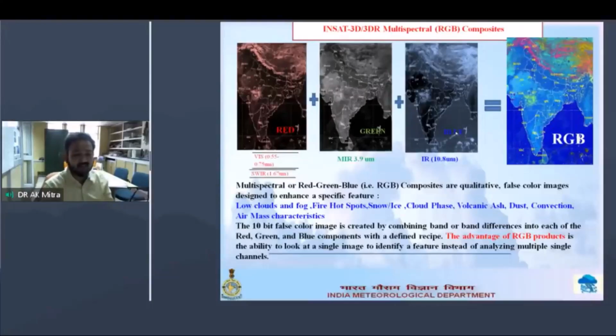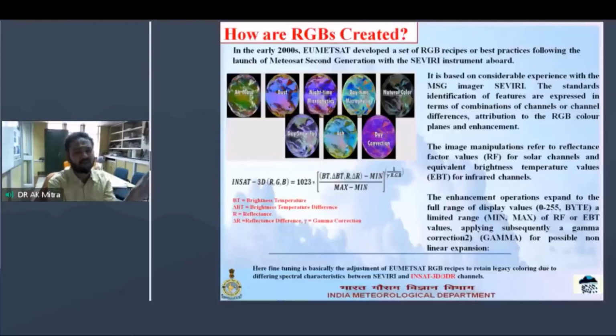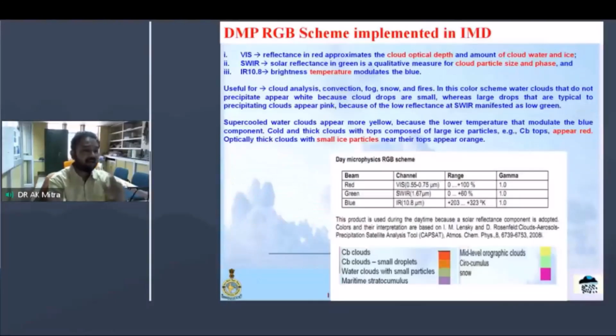The advantage is the ability to look at a single image and identify many weather phenomena. I'll show you. This algorithm we fine-tuned here at the SatMet division, because initially, in the year 2000, it was the EUMETSAT RGB. We went ahead, and the SEVIRI instrument has been operational for almost 10 years. Now we are on INSAT-3D and 3DR. We devised it with our fine-tuning. Although one or two channels are missing, still we made it, in terms of day microphysics and night microphysics.